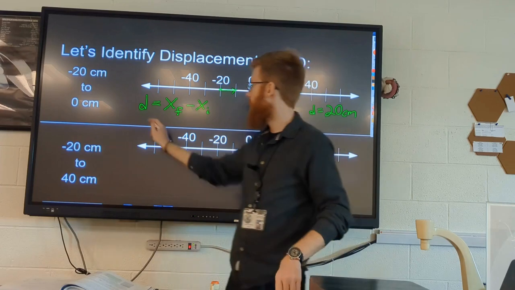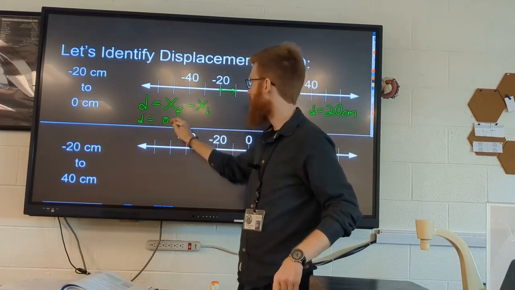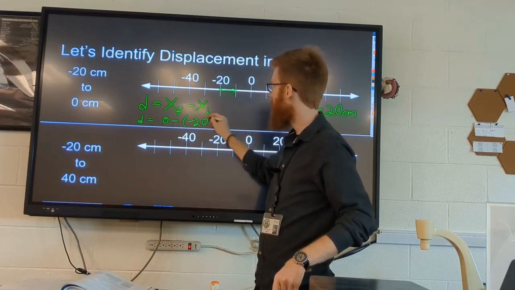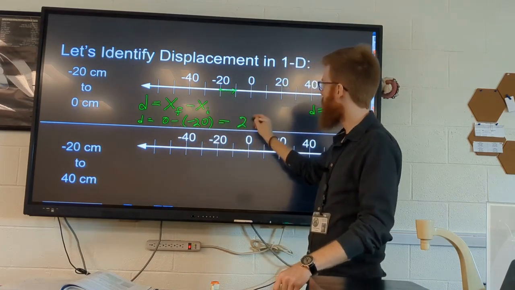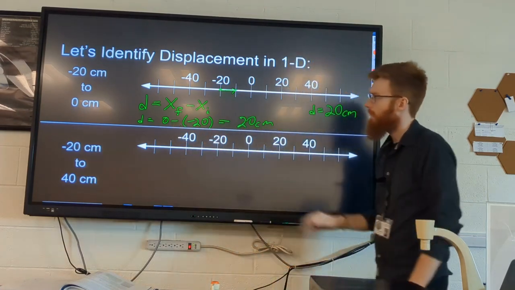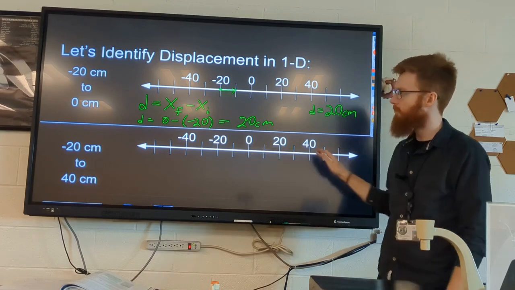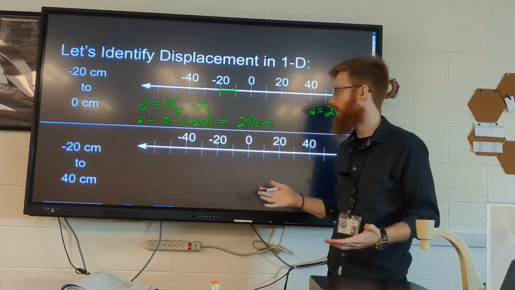So in this case, that would be 0 minus negative 20. 0 minus negative, that does indeed give us a positive 20. So that checks out. Same thing from down here. I'm not going to bother drawing the arrow because I don't really need to in this case.